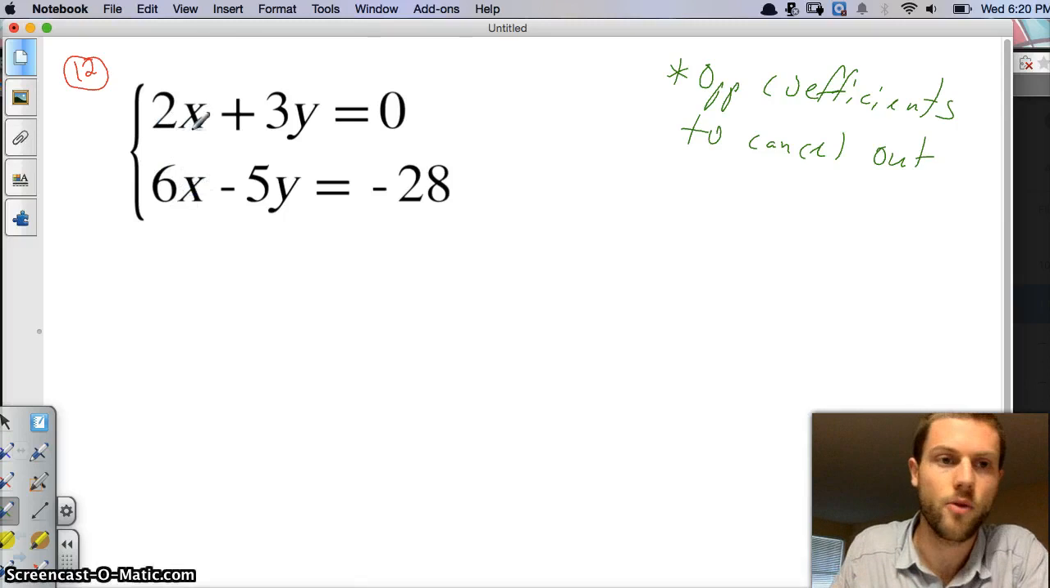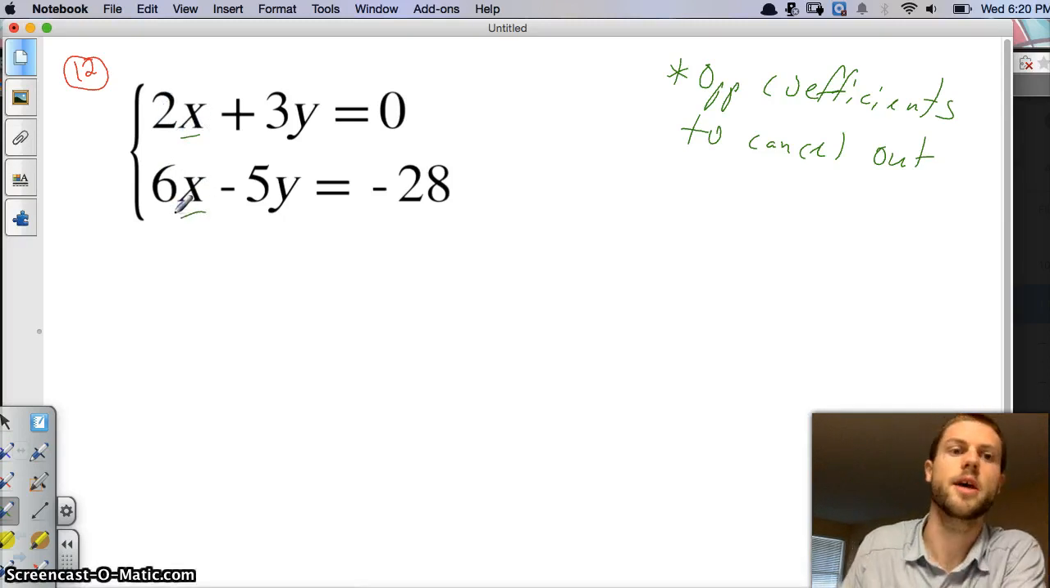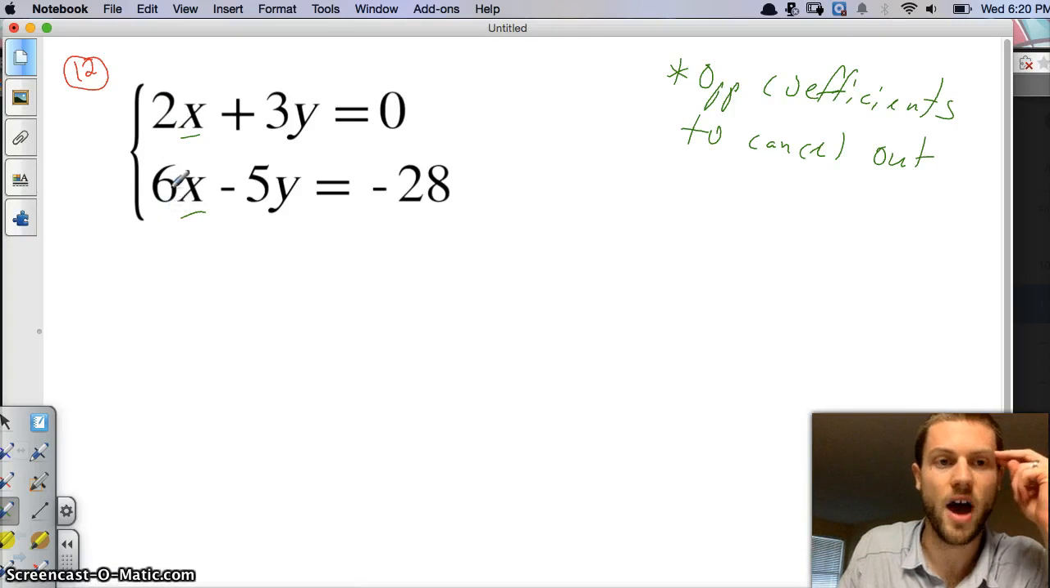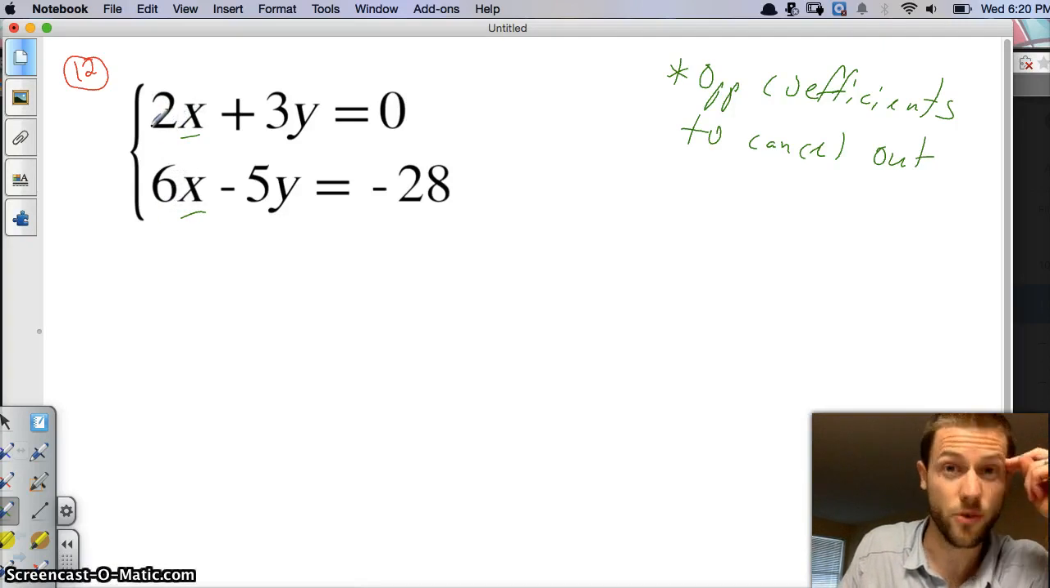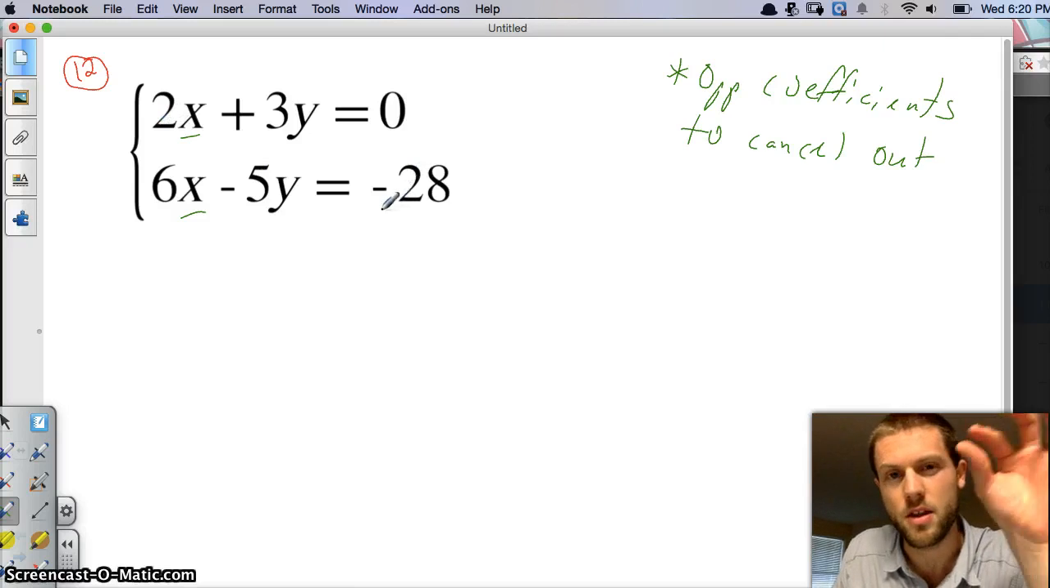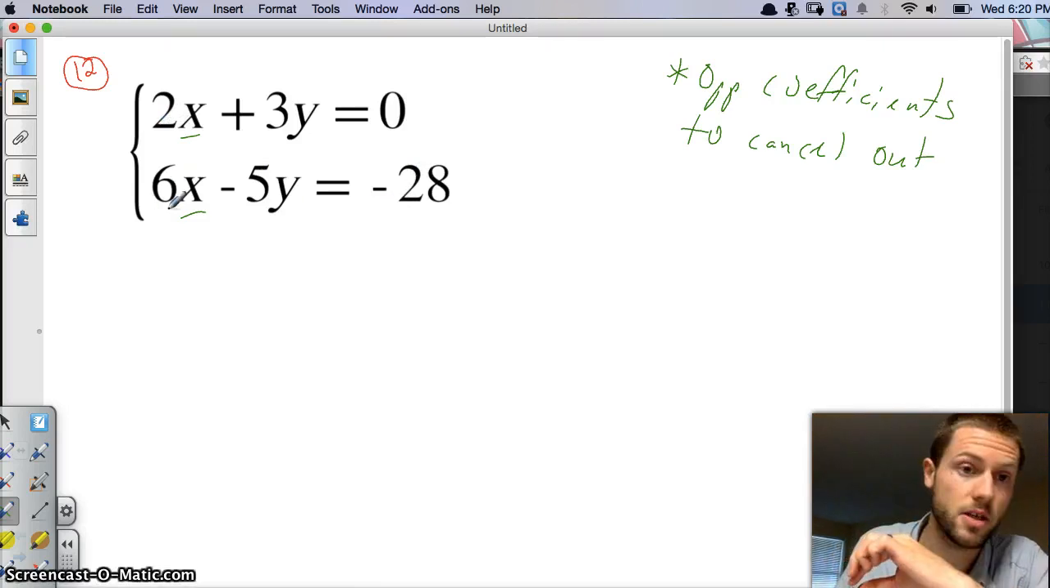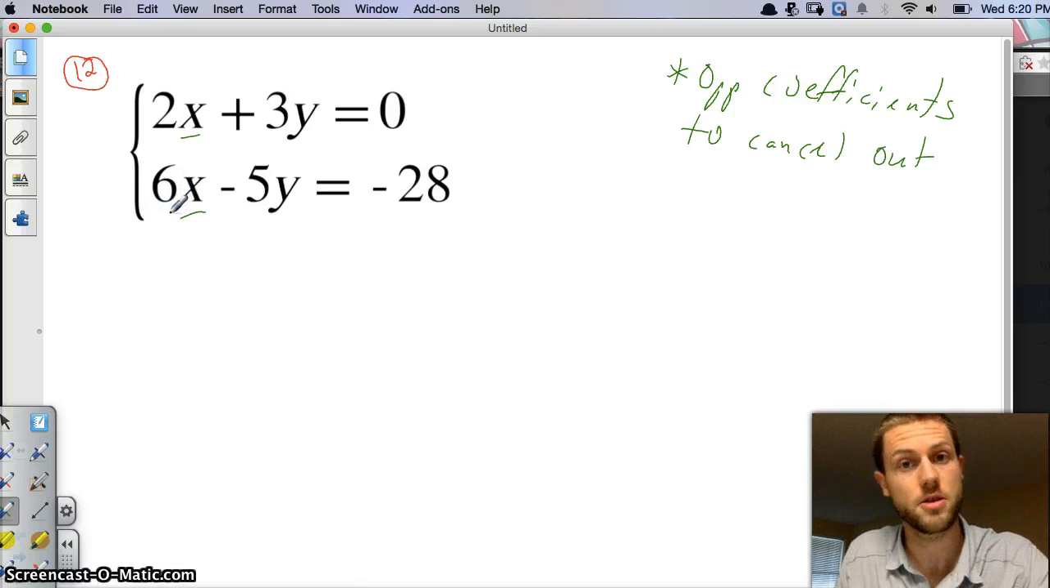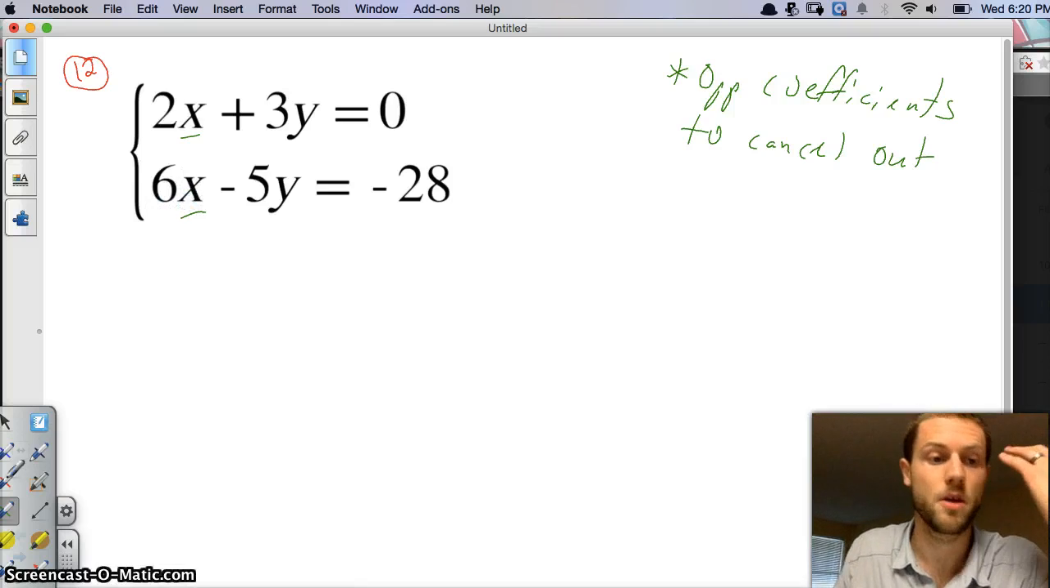So right now, I'm looking at my x's, and I've got a 2x and a 6x. And I'm thinking, well, if I could multiply this 2 by a negative 3, I'm thinking in my head, in my thought bubble here, that then the negative 6 and the positive 6 would cancel out. So that sounds good. That's what I'd like to see happen.